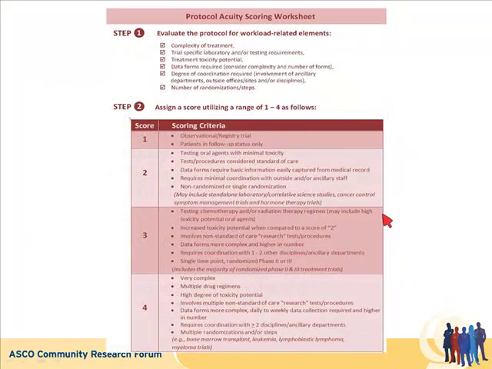This is an example of what the workload scoring assignment worksheet looked like. This first step was to evaluate the protocol for workload-related elements. Again, we just look at it broadly, wanted them to look at the complexity of the treatment, the trial-specific laboratory or testing requirements, the treatment toxicity potential, the data forms required, again, looking at complexity and number of forms, the degree of coordination required, how much involvement of ancillary departments or outside offices and sites were going to be required, and the number of randomizations or steps. And after looking at these criteria elements, they were then to assign a score of 1 to 4.